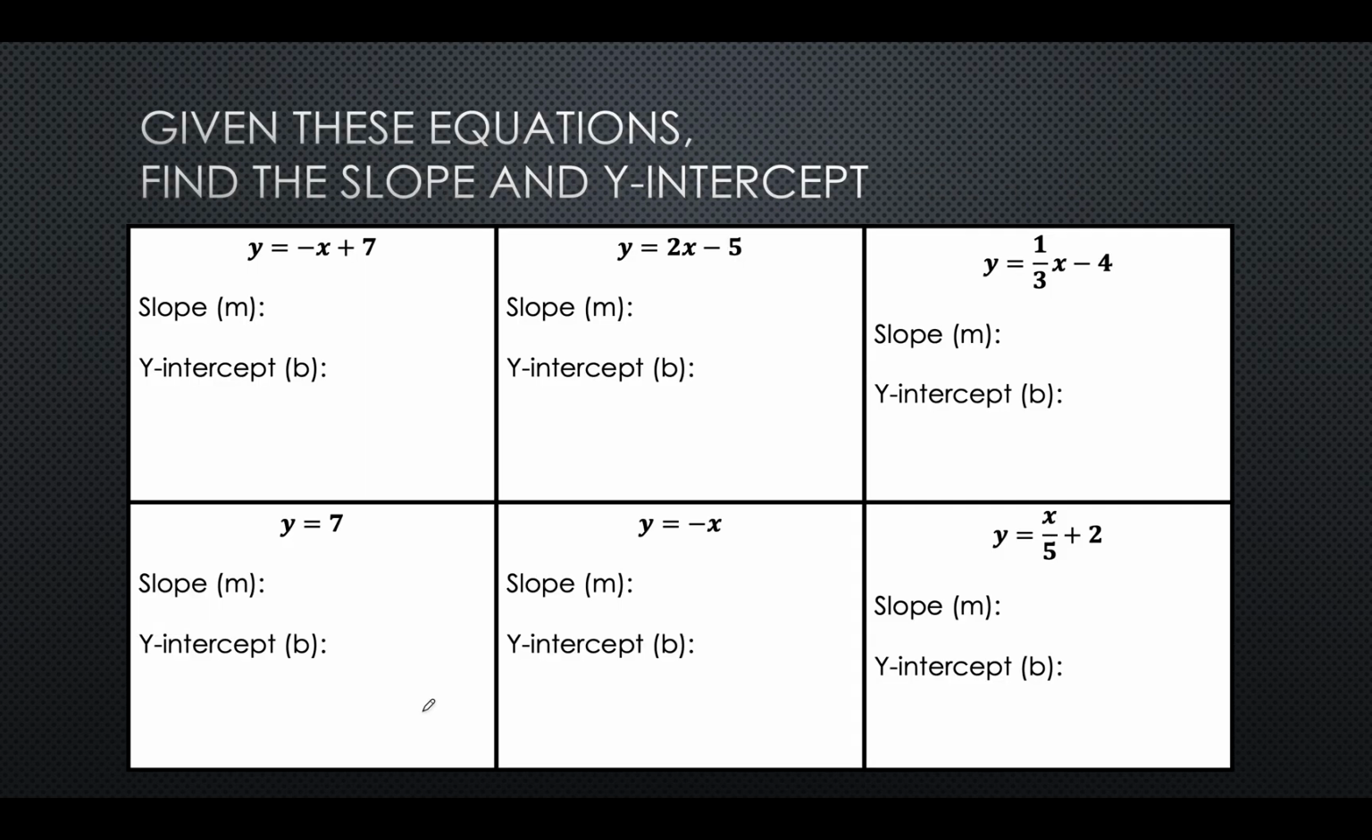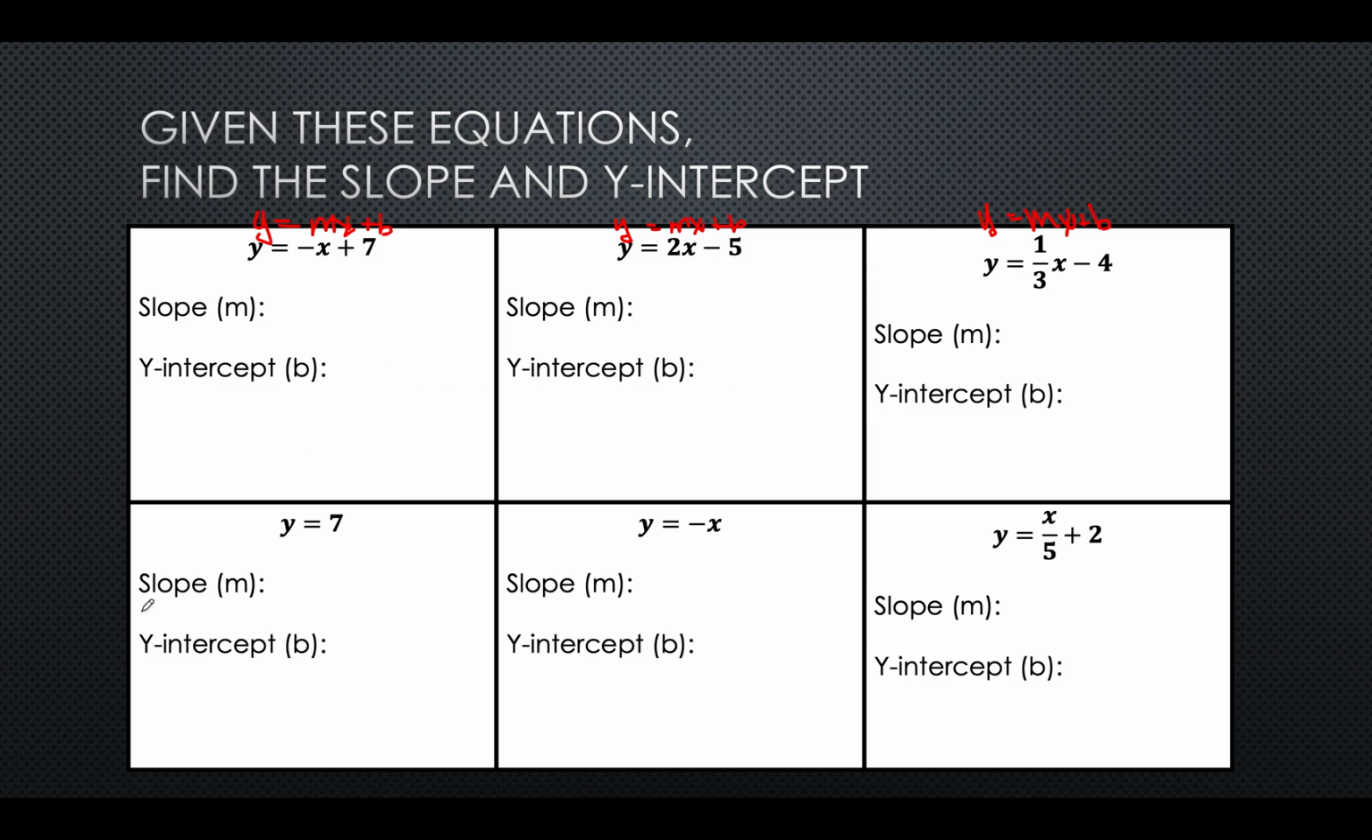So, given these equations, find the slope and the y-intercept. It's super easy. So you should have your notes page, right? And on your notes page, I put some space above each one of these. You're going to simply write y equals mx plus b above each one. Y equals mx plus b. Y equals mx plus b. And then look, what number is above or in front of the x?